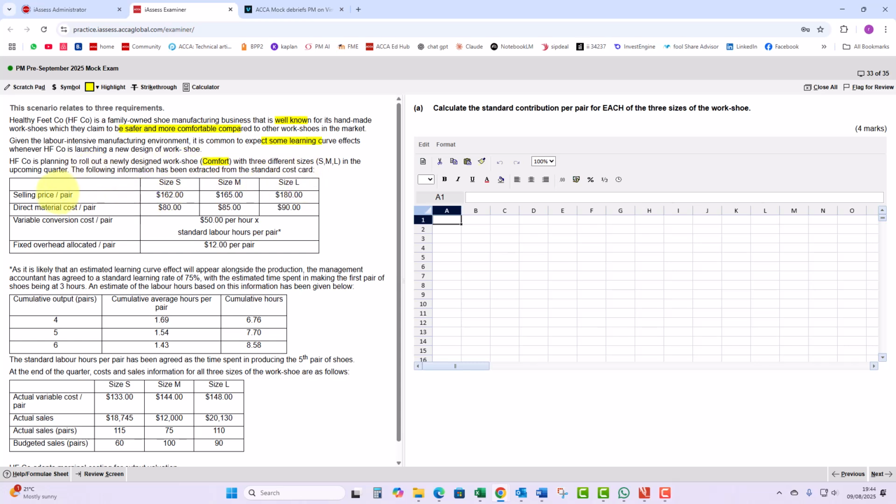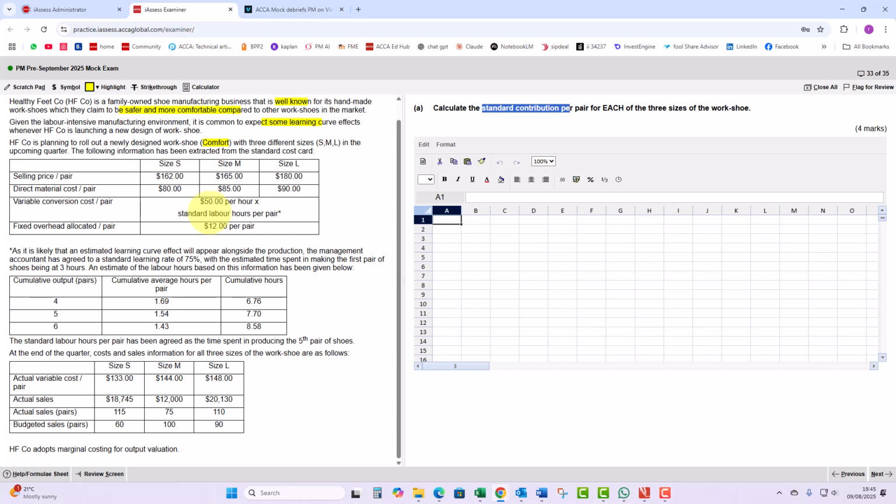For each size, we've got the selling price, the direct material costs, the variable conversion cost per pair, and fixed overheads allocated per pair. And remember, the first question was asking us about the standard contribution. On the variable conversion costs, it tells us it's $50 per hour multiplied by the standard labour hours per pair, but as it's likely that an estimated learning curve will appear alongside the production, management accounting has agreed to a standard learning rate of 75%, with the estimated time spent in making the first pair of shoes being 3 hours. An estimate of the labour hours based on this information is given below.